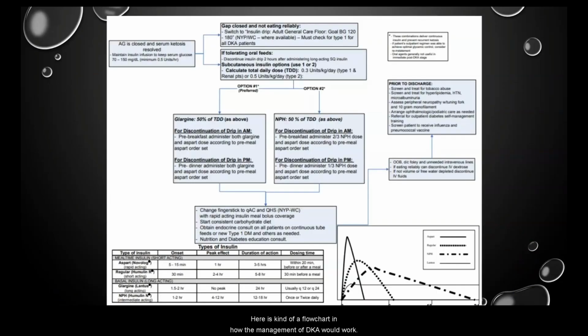Here is a flow chart of how the management of DKA would work. It's very detailed. Again, I don't want you to panic looking at this chart. I provide it just so it shows the flow of treatment and when we would switch from IV insulin to subcutaneous insulin, if they're tolerating oral feeds or if they're not, and then all the way to discharge. So you can take some time to look over this, but it's very detailed, so I don't want you to be too overwhelmed with information.